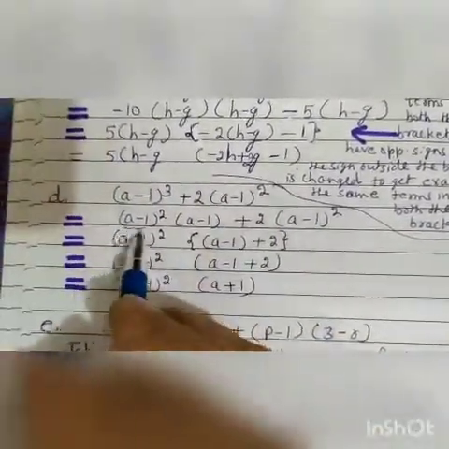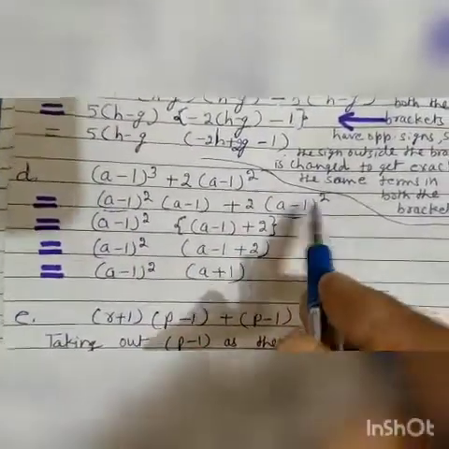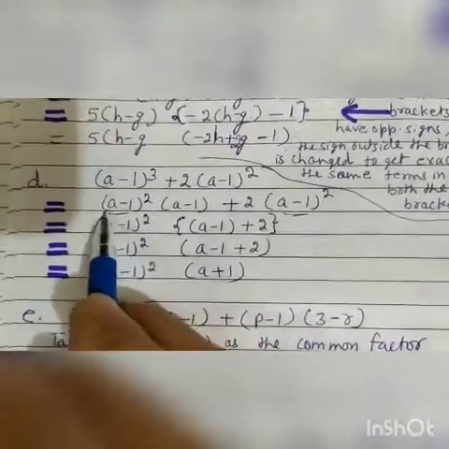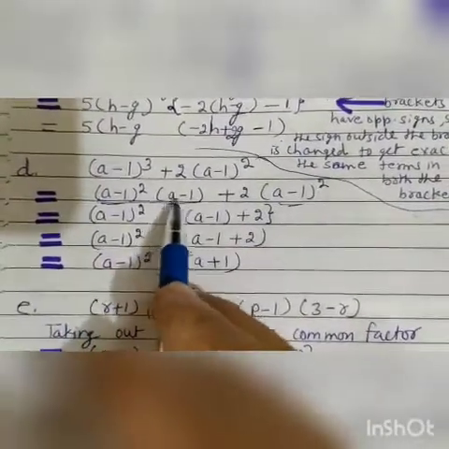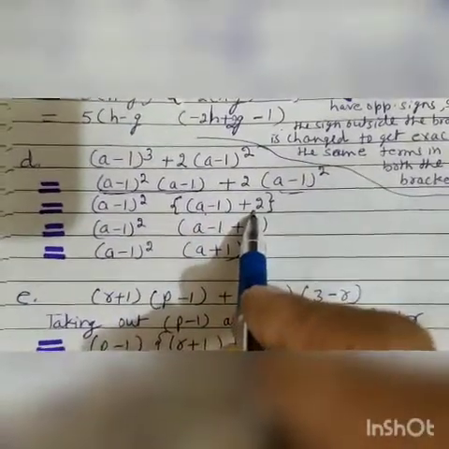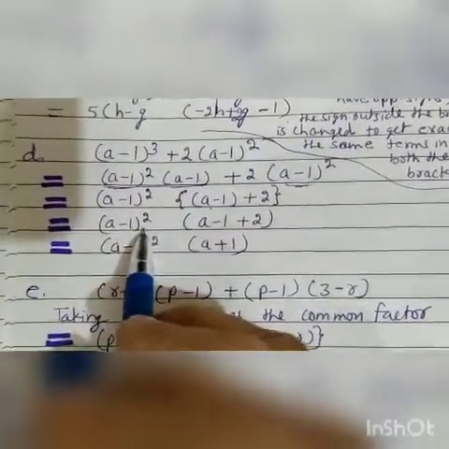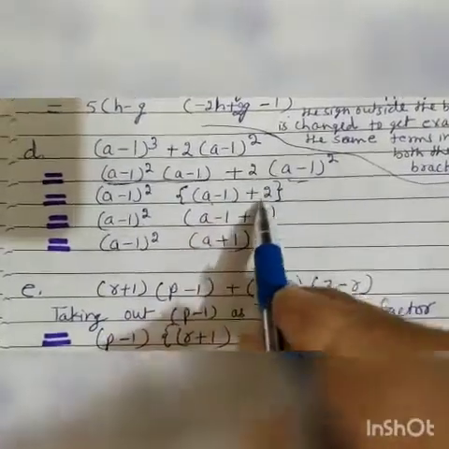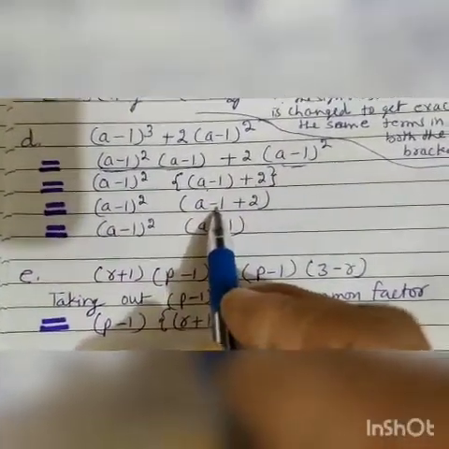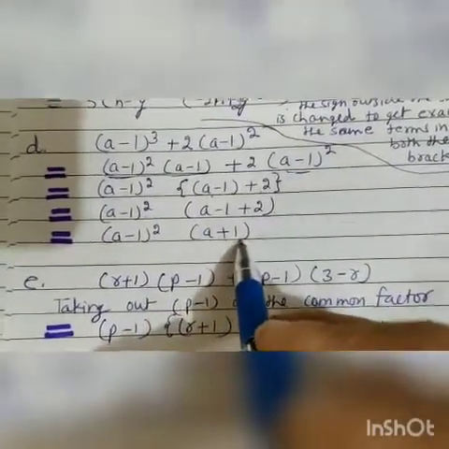Now see here, (a − 1) whole square, (a − 1) whole square, it is common. (a − 1) whole square is common. What is left from this first term? First term is up to here. This (a − 1) is left here. Then this plus 2. Then (a − 1) whole square. (a − 1) plus 2. (a − 1) whole square. If we simplify this, minus 1 plus 2, it will become plus 1.